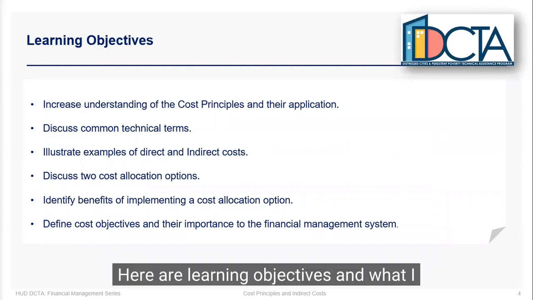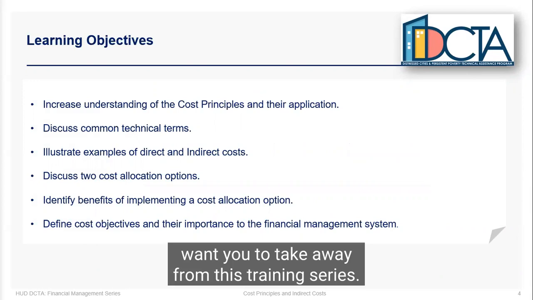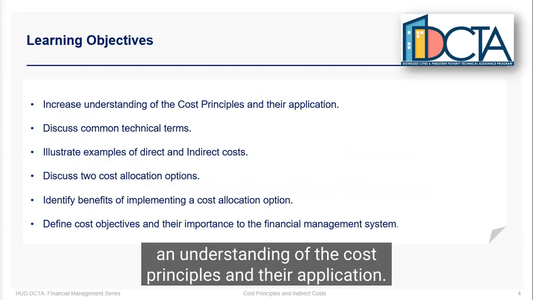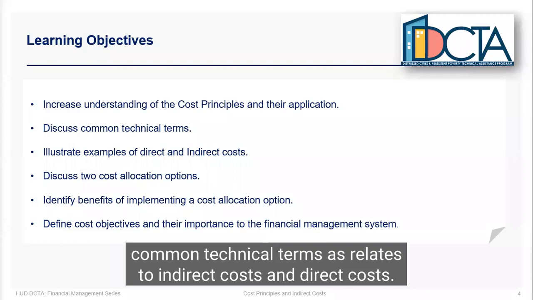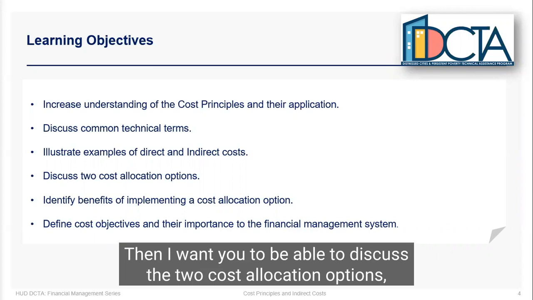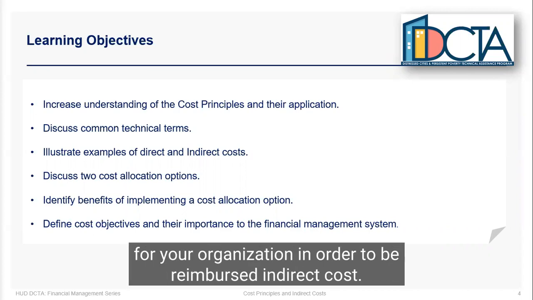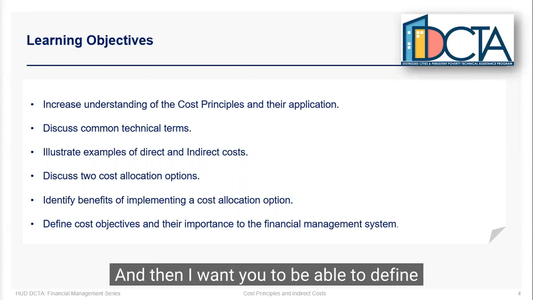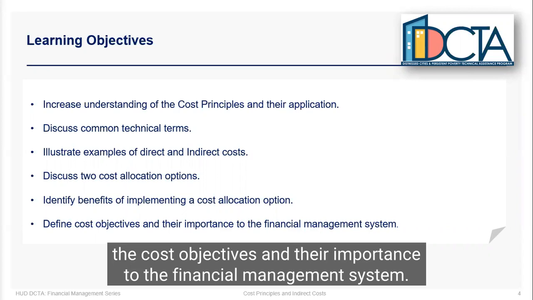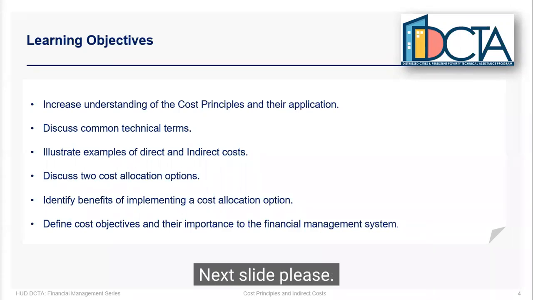Here are our learning objectives and what I want you to take away from this training series. The first thing I want you to take away is an understanding of the cost principles and their application. Then I want you to be able to discuss common technical terms as they relate to indirect costs and direct costs. Then I want you to be able to discuss the two cost allocation options, have an idea what those are, and identify what you perceive would be the best option for your organization in order to be reimbursed indirect costs. And then I want you to be able to define the cost objectives and their importance to the financial management system.